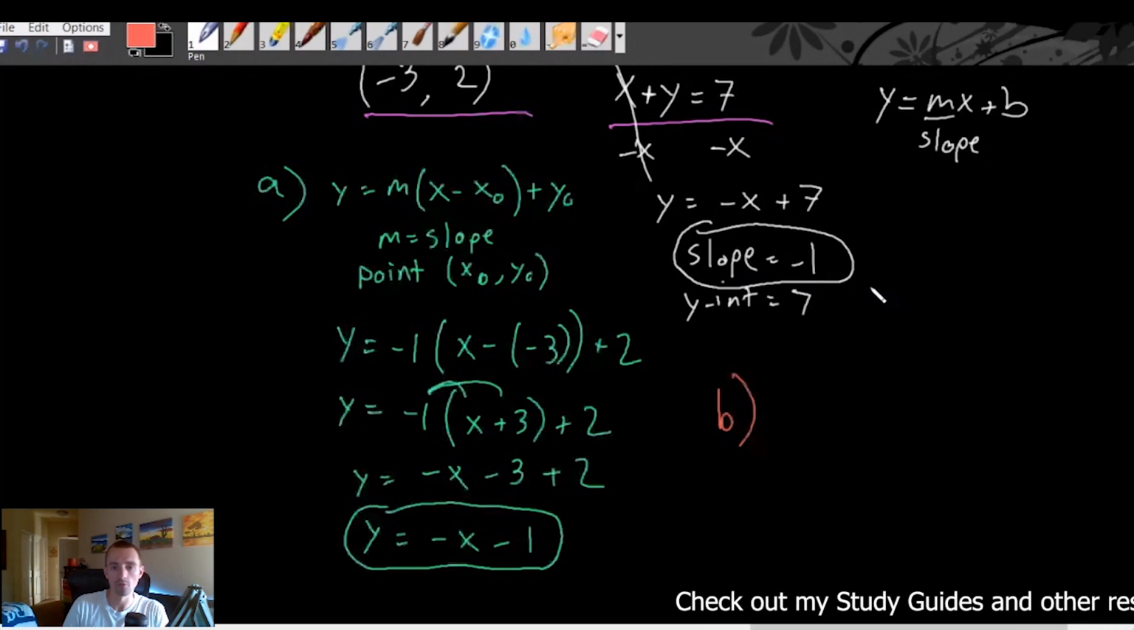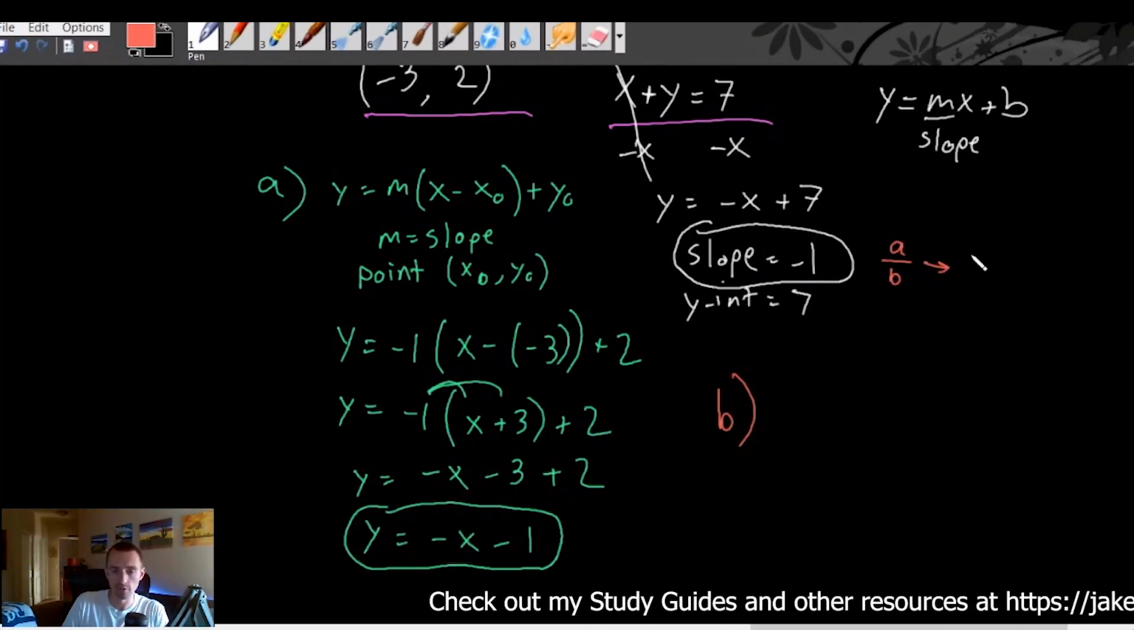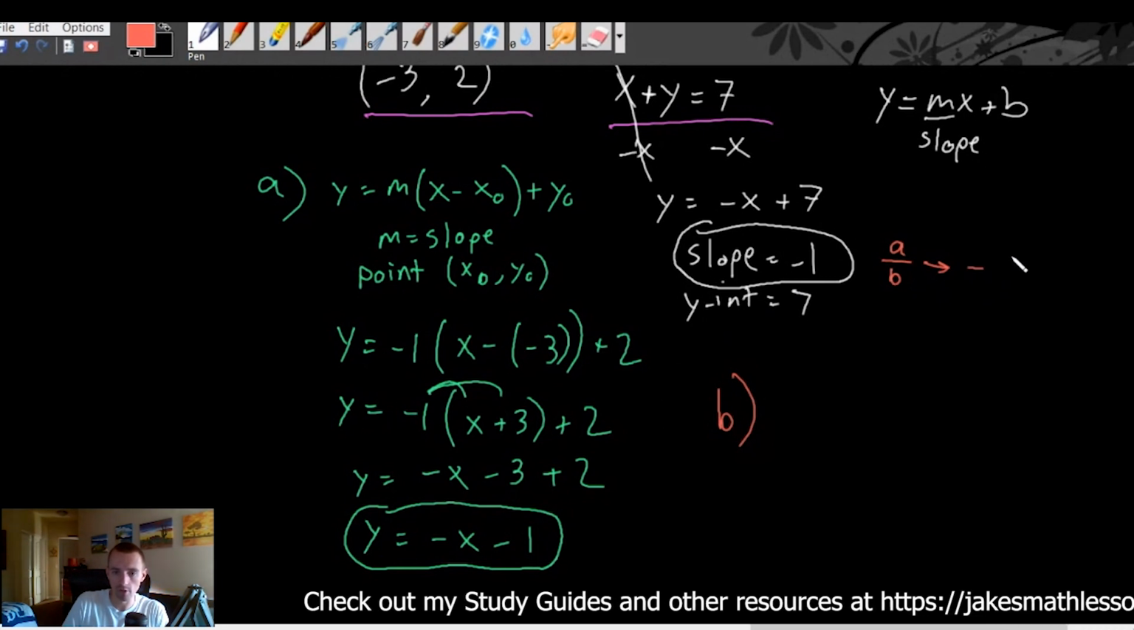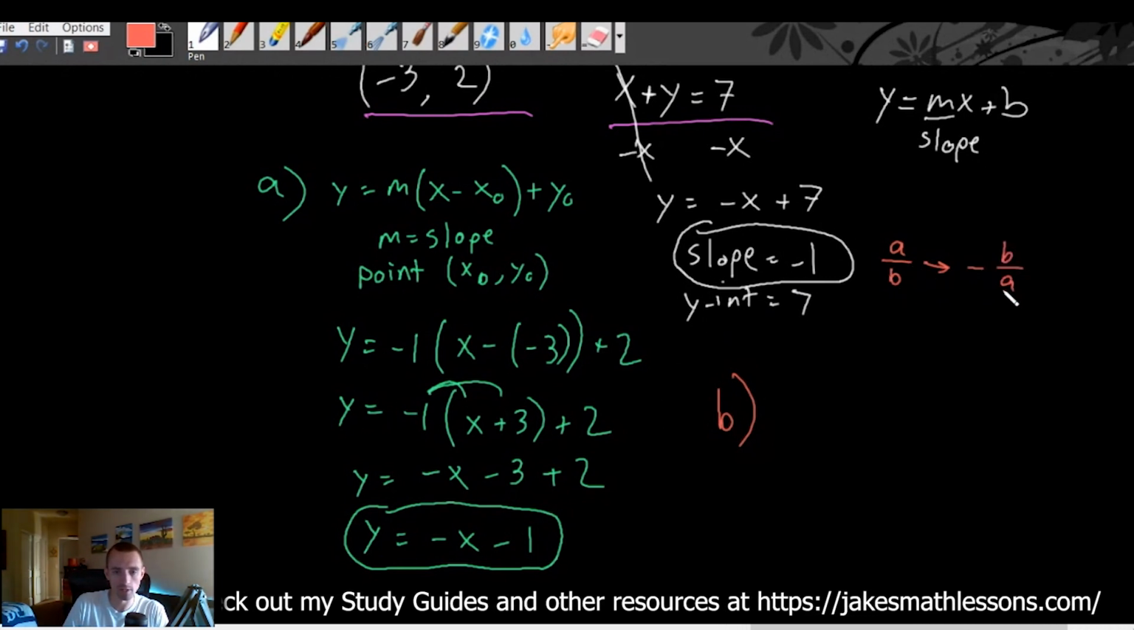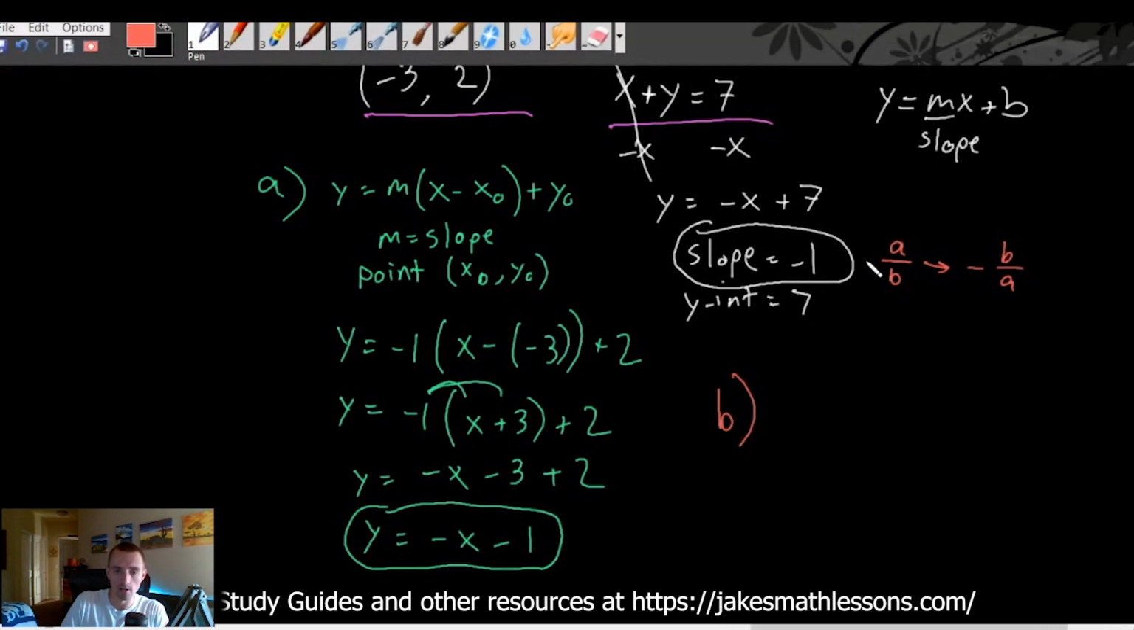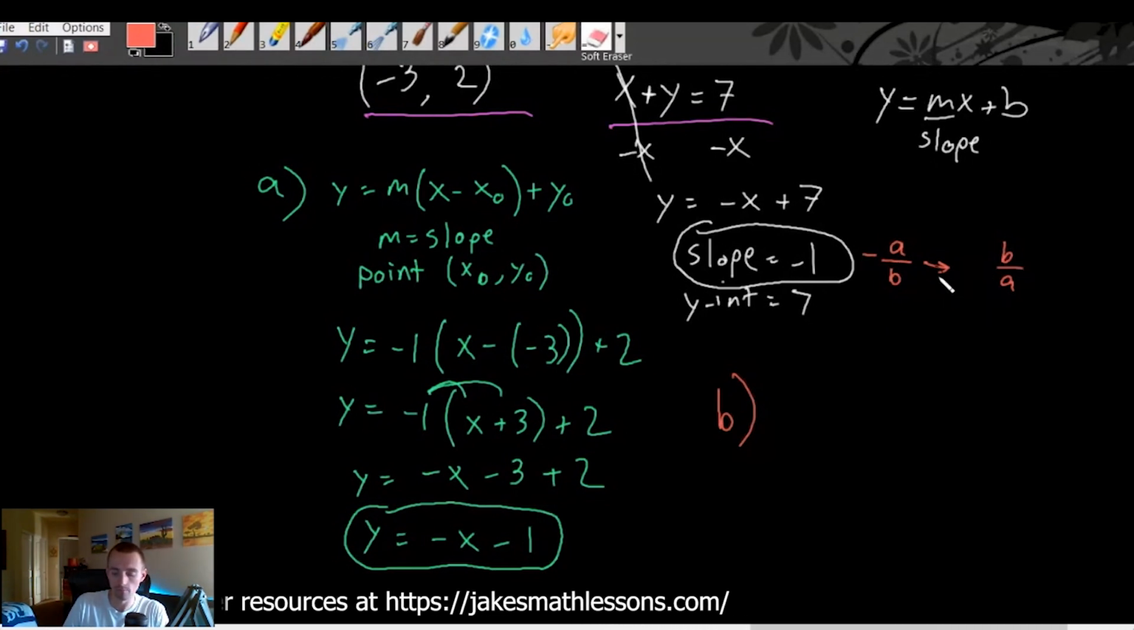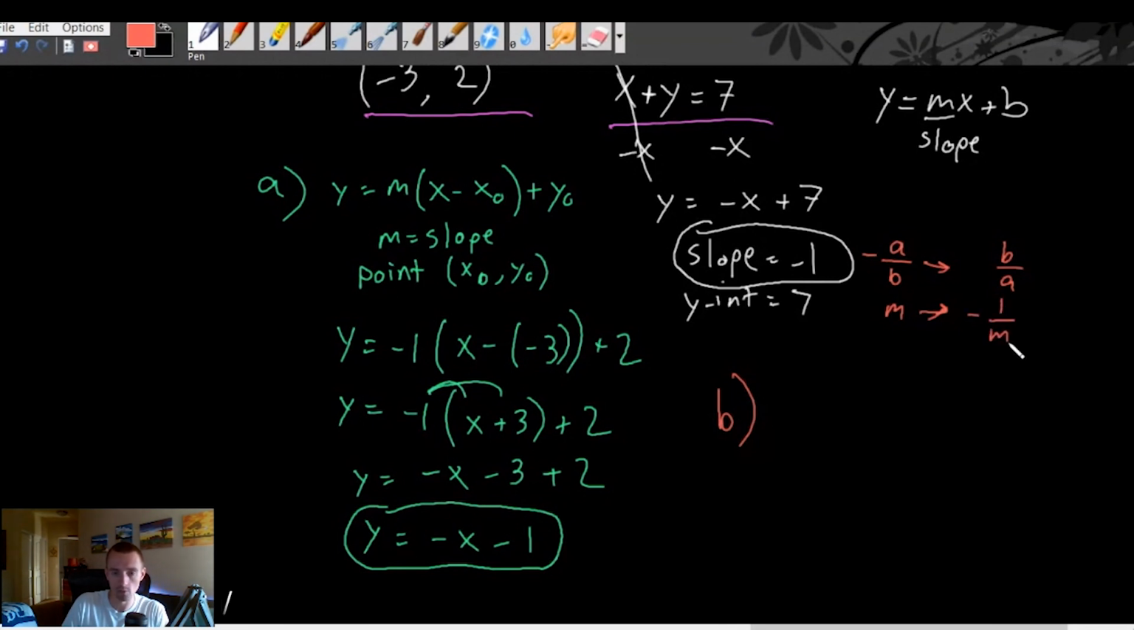If you have a fractional slope, like if our slope was a over b, the negative reciprocal would be negative b over a. You would just flip the fraction and then make it negative. If we had negative a over b, the negative reciprocal would be positive b over a. If you have a whole number slope, like our slope is m, the negative reciprocal would be -1 over m. So you would just make it negative and make it 1 over that slope.